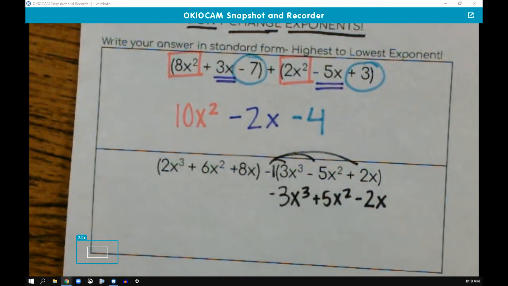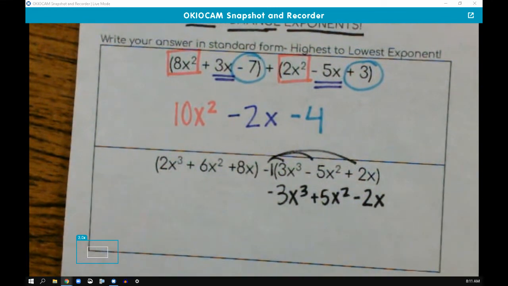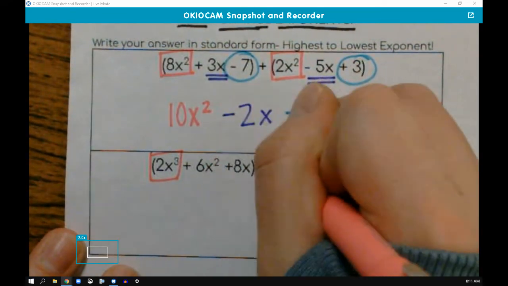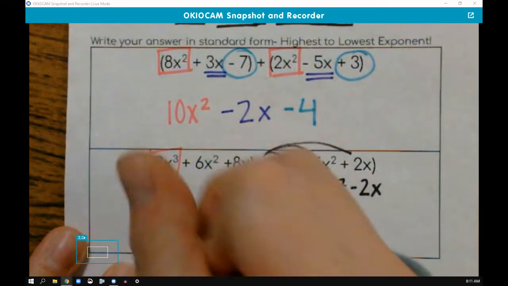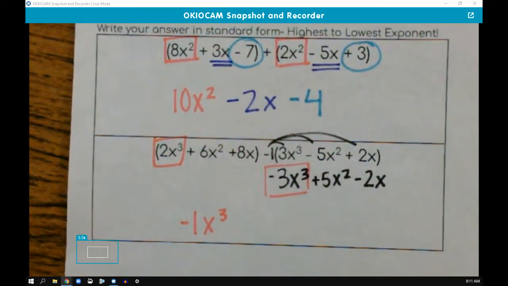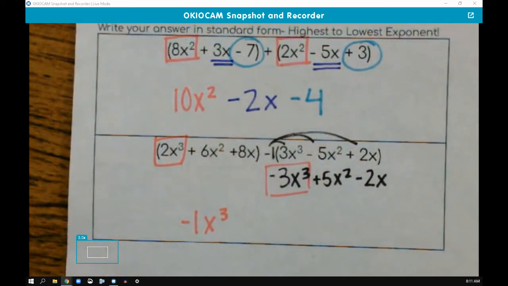Okay, now we're going to subtract, or combine like terms, I guess, because now we just ignore the parentheses and combine like terms. So we've got 2x cubed and negative 3x cubed. 2 plus negative 3 is negative 1. So I've got negative 1x cubed. I could also write negative x cubed if I wanted. I don't necessarily need to have that 1 there.